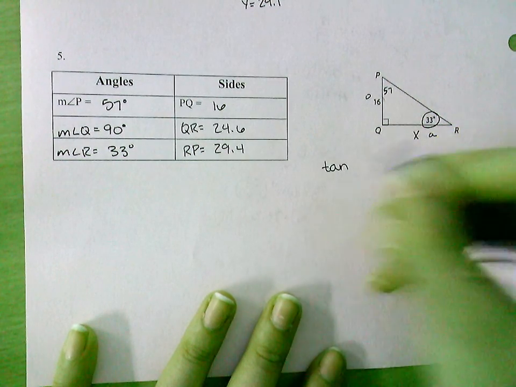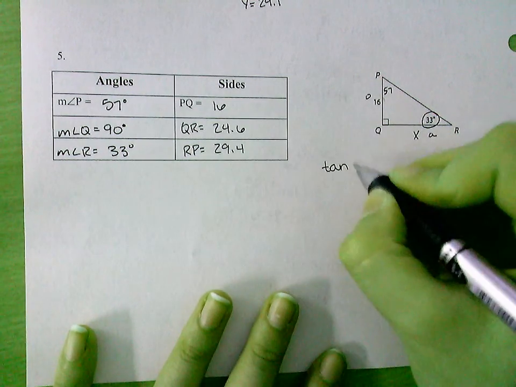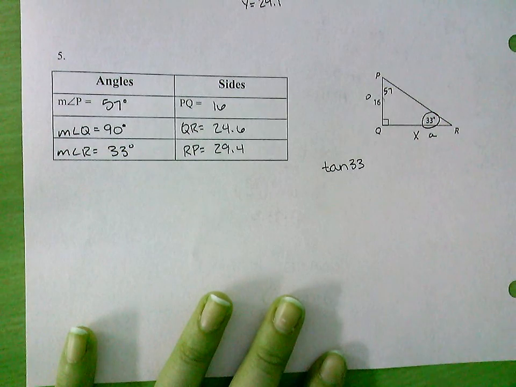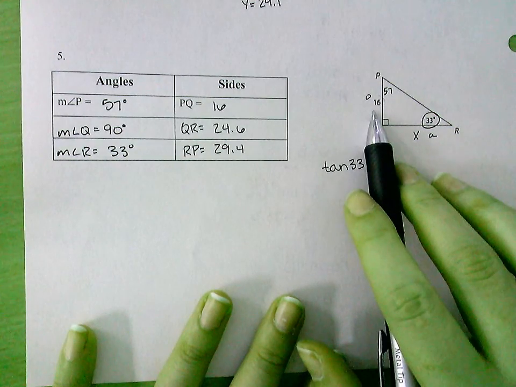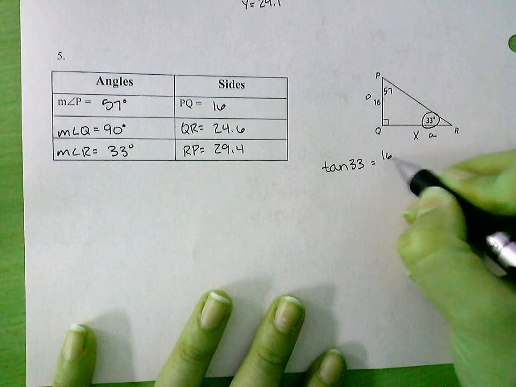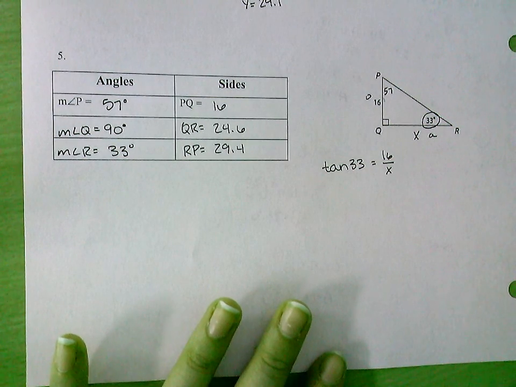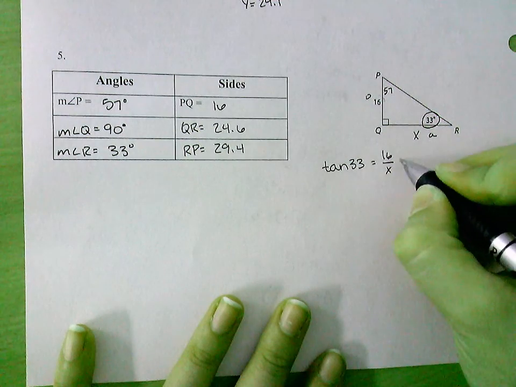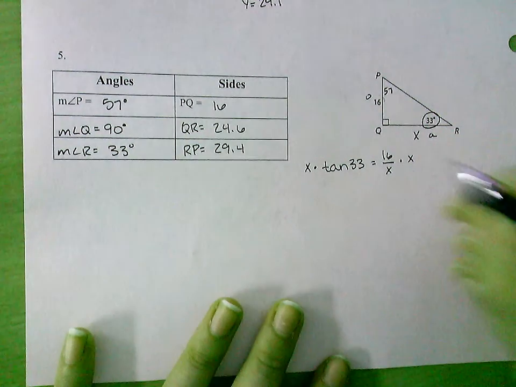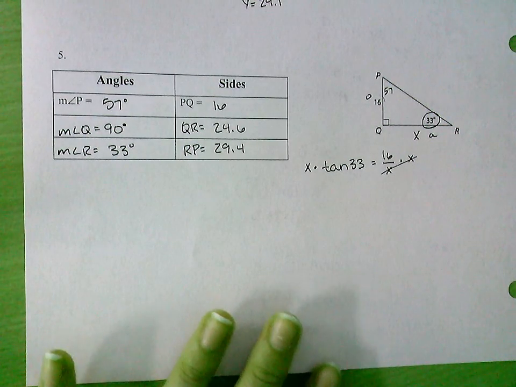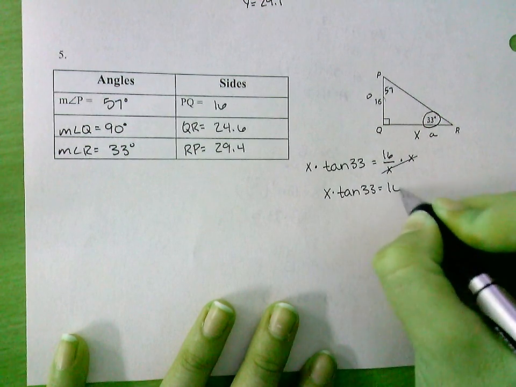So I have tangent of the angle I was working with, 33. That's not my variable, so I need to plug in the angle. That is equal to your ratio of sides: your opposite is 16 over your adjacent is X. This is what we did yesterday. You're going to solve for X, so you multiply both sides by whatever's in the denominator. They cancel out on the right-hand side, so you have X times the tangent of 33 equals 16.